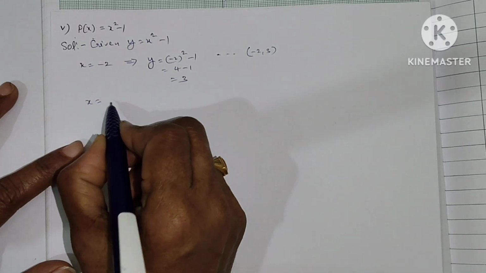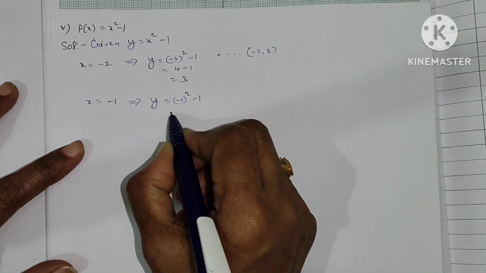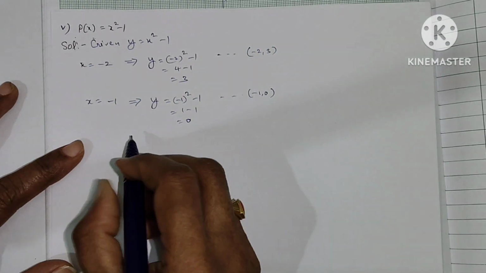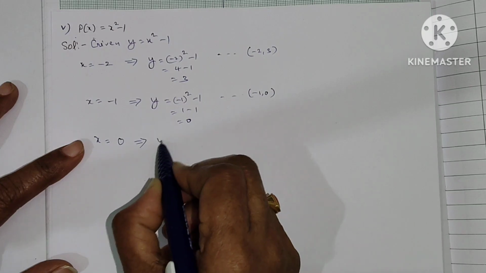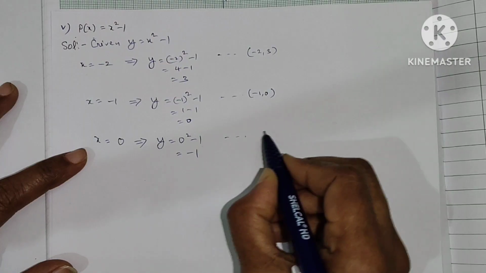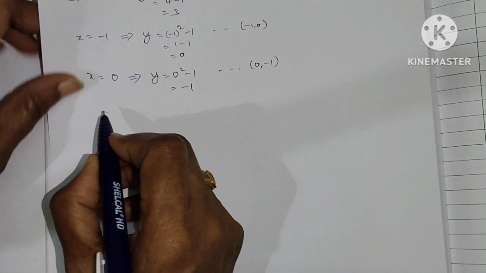X equals minus 1 means y equals 0. So minus 1 comma 0 is the point. Next x equals 0. X equals 0 means y equals 0 square minus 1 equals minus 1. So 0 comma minus 1 is the point.